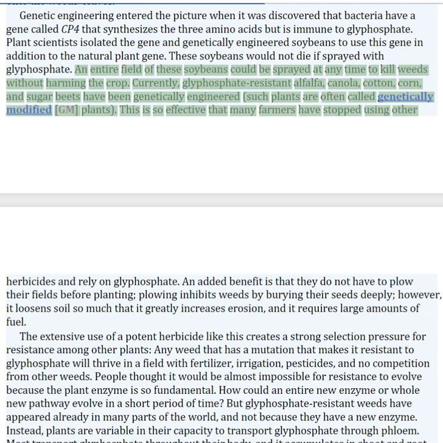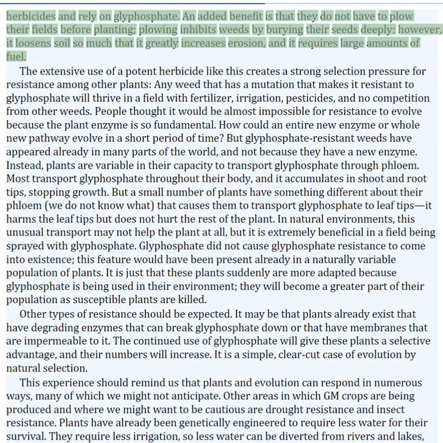Currently, glyphosate-resistant alfalfa, canola, cotton, corn, and sugar beets have been genetically engineered. This is so effective that many farmers have stopped using other herbicides and rely on glyphosate. An added benefit is that they do not have to plow their fields before planting. Plowing inhibits weeds by burying their seeds deeply. However, it loosens soil so much that it greatly increases erosion, and it requires large amounts of fuel.